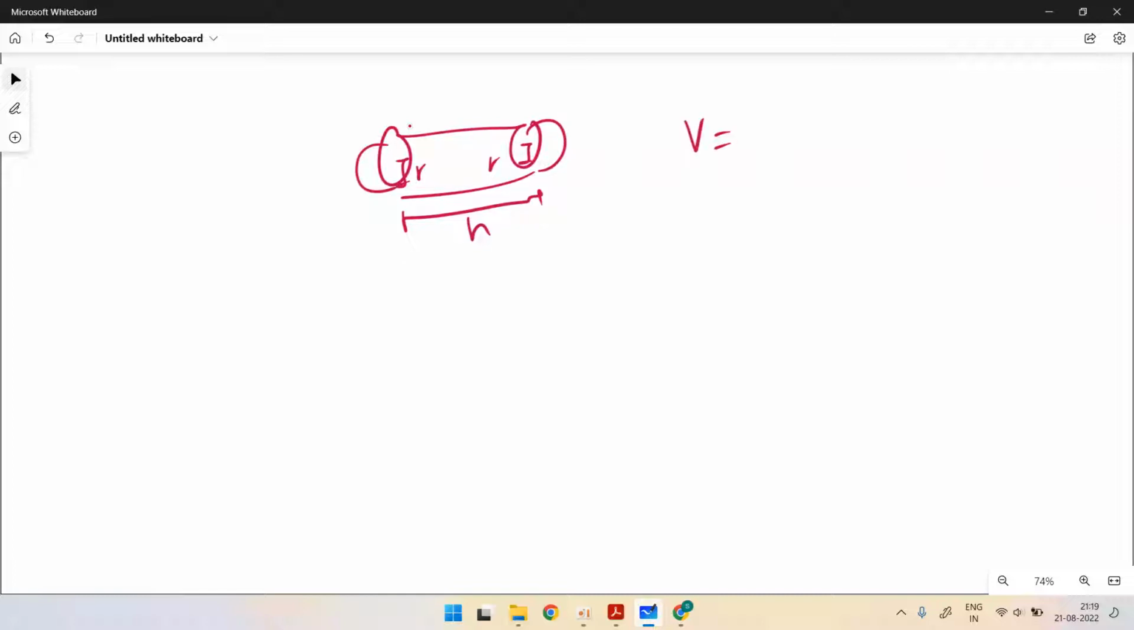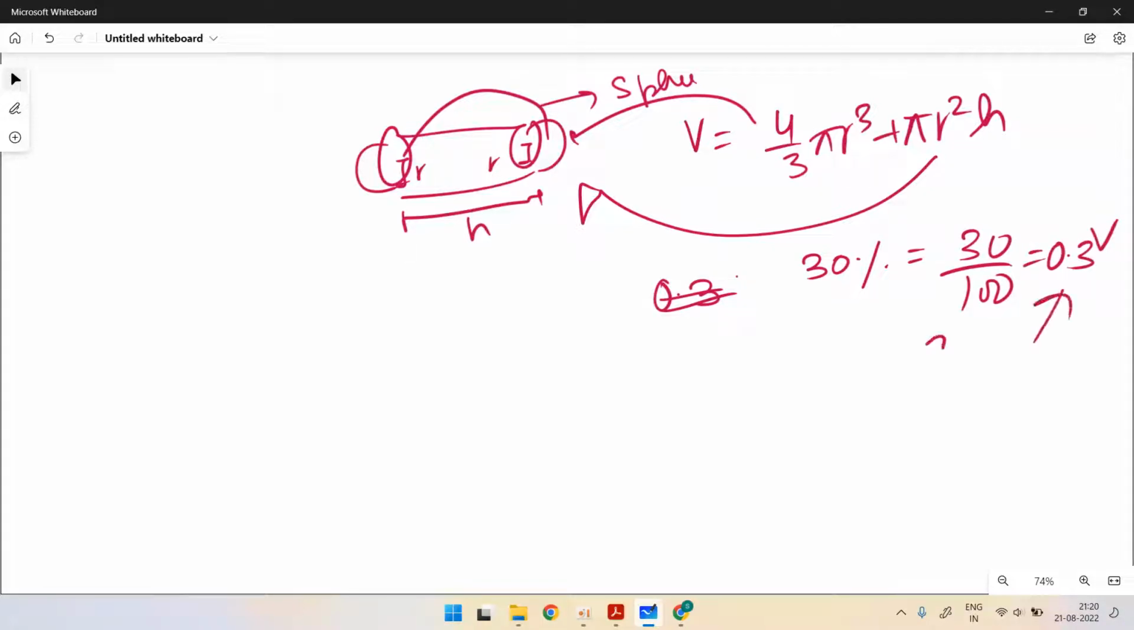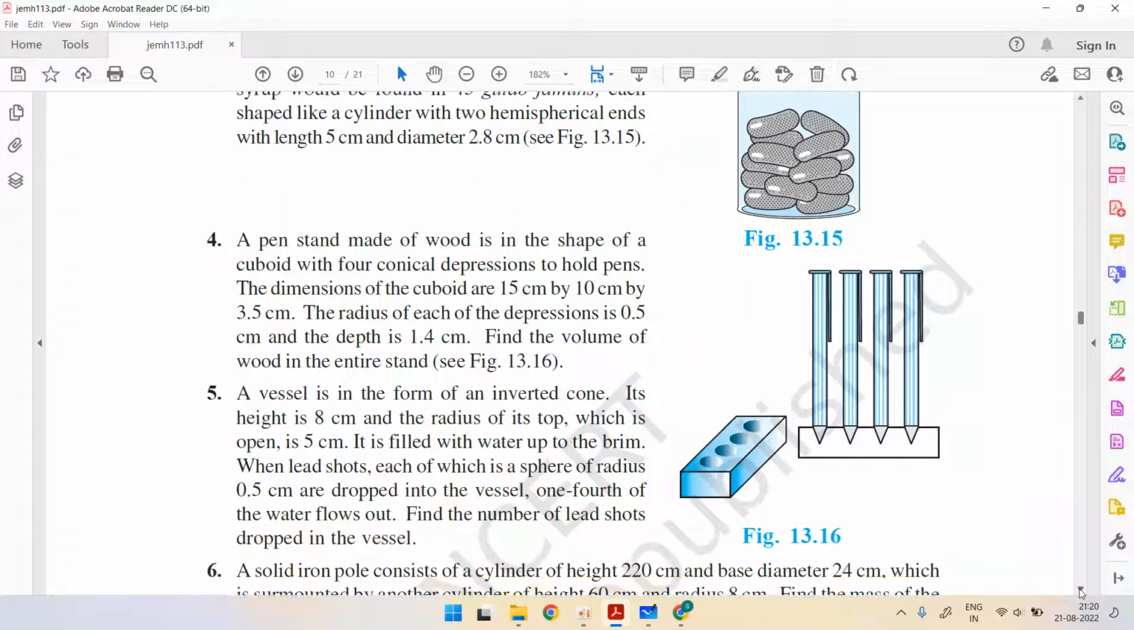Volume is, these two can be combined to a sphere. 4 by 3 pi R cube plus pi R square H. Volume of the cylinder and the two hemispheres equals one sphere. From this you know that 30% means 30 by 100, equal to 0.3 of this V is syrup. So put the values here, get the answer. Remember diameter is 2 times radius, so radius is diameter by 2.